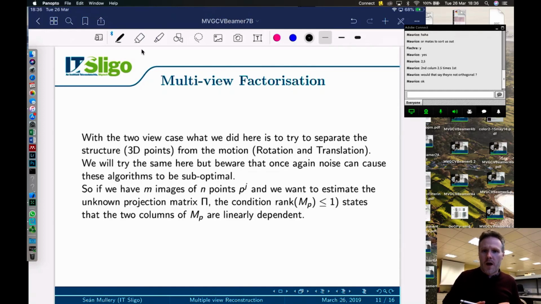And we want to estimate the unknown projection matrix, which is going to tell us the projection from the rotations moving from one position to another, and so on. The condition of the rank of that multi-view matrix being smaller than or equal to 1 states that the 2 columns of MP are linearly dependent. And of course, it's really only particularly useful to us if it's equal to 1. If it's smaller than 1, they're linearly dependent, but it's not particularly useful to us. It's that situation that we talked about there, where they're all on the optical axis.